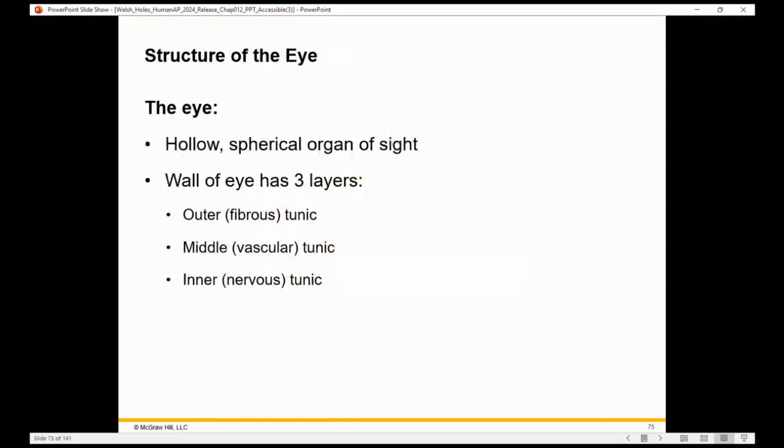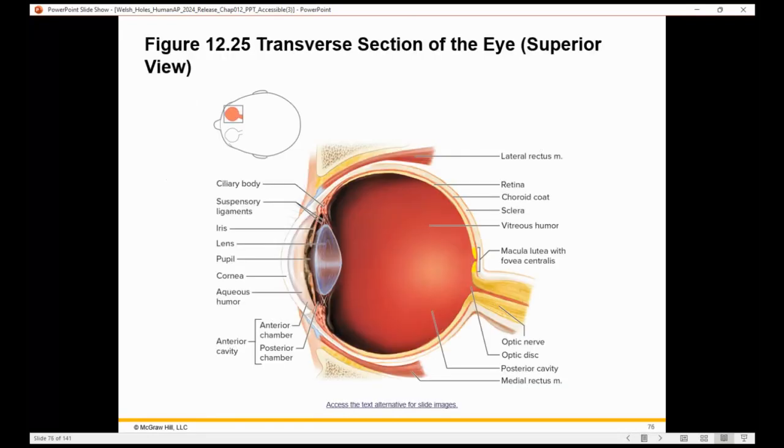The eye itself is a hollow spherical organ of sight. The wall of the eye has 3 layers: the outer fibrous tunic, the middle vascular tunic, and the inner nervous tunic. This figure is a transverse section of the eye and a superior view.